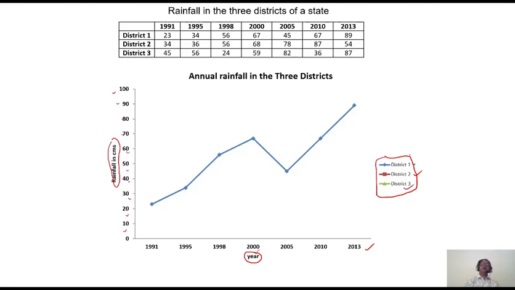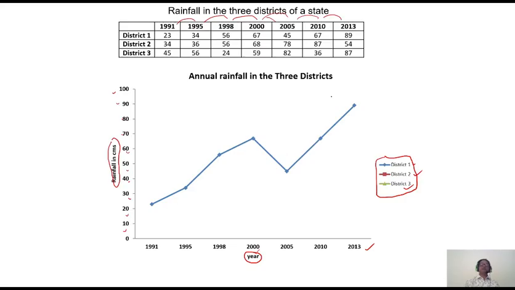Now you see, this is the blue line, that is district 1. You see how it has gone up. Till 2000, there was an increase in rainfall in this district. And then there was a fall due to some reason in 2005. And then there was an increase. You see, data is not for all the years, but with a gap of 4 or 5 years, sometimes uneven also. For 1991 to 95, then a 3 or 4 years gap, then a 3 years gap, then a 2 years gap, then a 5 years gap, then a 5 years gap once again, then a 3 years gap, like that. Accordingly, these values are represented.